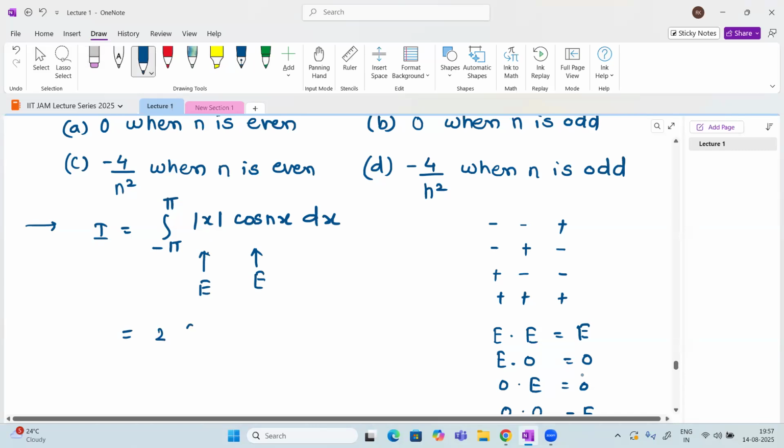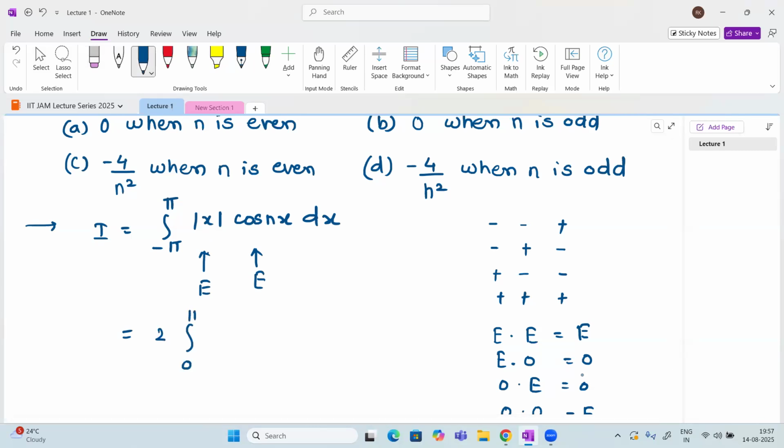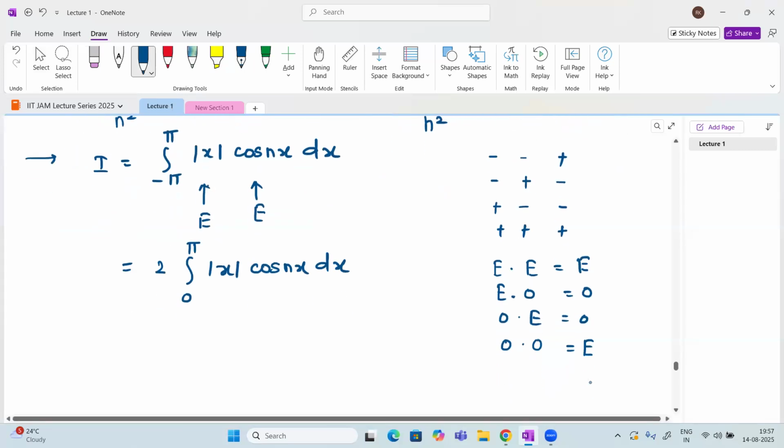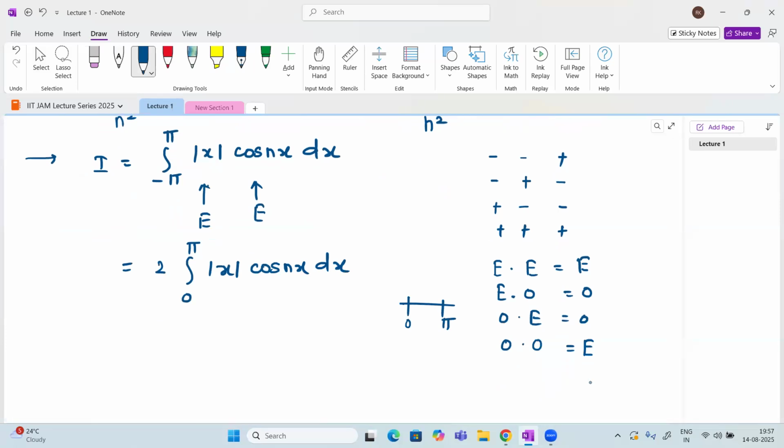Change the limit to 2 times the integral from 0 to pi of mod x into cos nx dx, right? But see, when the interval is 0 to pi, x is also positive, no? Your interval is 0 to pi. It does not take any negative value, right? Yes, x lies positive between them. So mod x is x again.